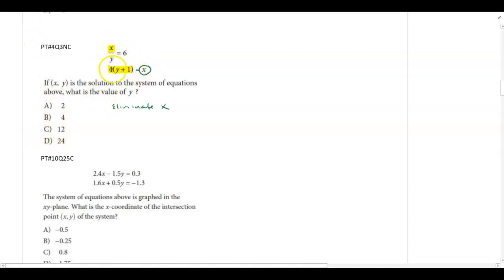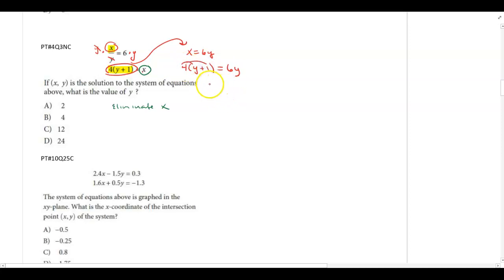Now, I'm going to work smarter, not harder. If I have a y in the denominator, first thing I'm going to do is simplify this so that when I multiply both sides by y, I'm just left with x equals 6 times y. Now, where I see an x, I'm going to replace it with this. So I would get 4 times (y plus 1) equals 6y.